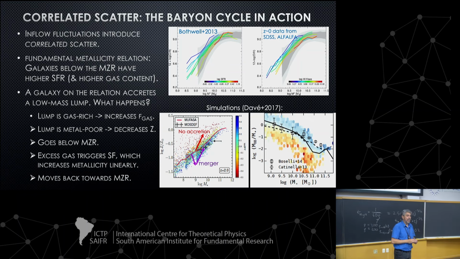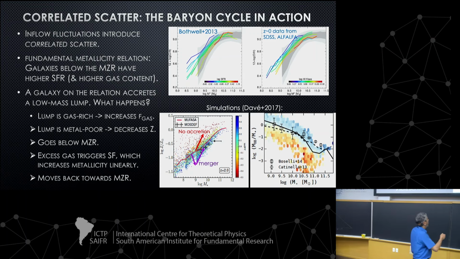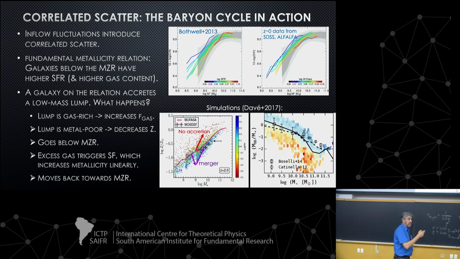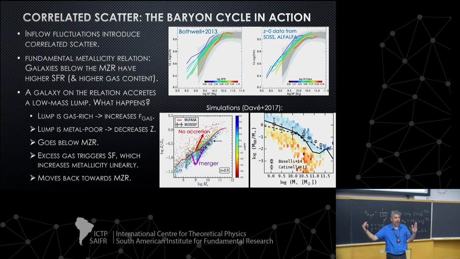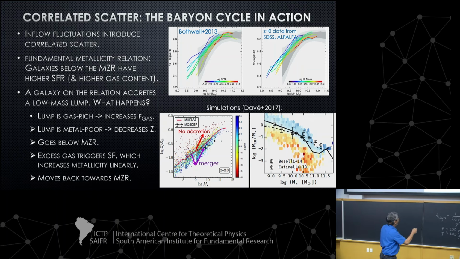And then you ask the question, what happens after that? Like the galaxy, okay, now it's started forming stars. Well, what's going to happen is that as the star formation proceeds, it's going to form stars proportionally, and at the same time, in the same proportion, it's going to form metals. Right, because it's forming stars and metals at the same time. So this is now going to move in a one-to-one relation along a slope of unity, right? So it's going to start moving back towards the line with a slope of unity.